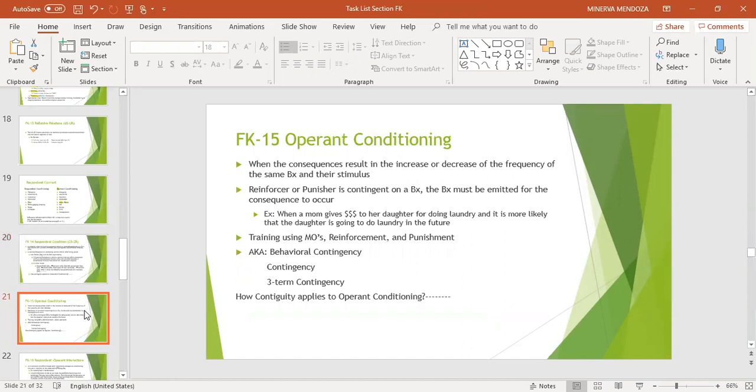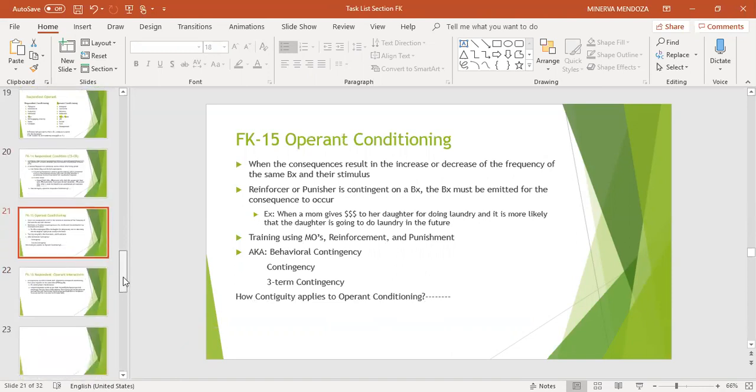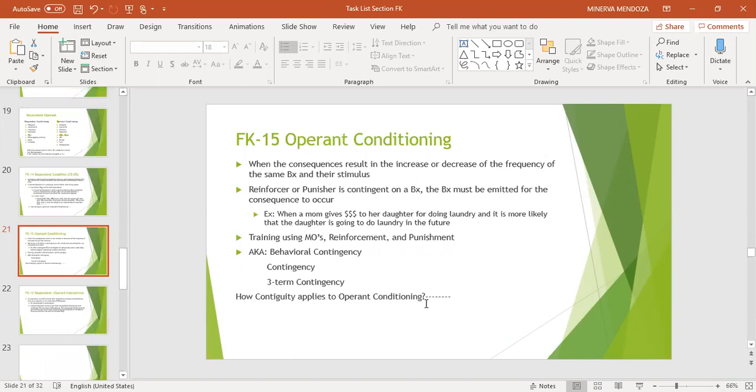And that's for when we do training, we use MOs, reinforcement and punishment for the training. And some of the AKA for operant conditioning is behavioral contingency, and three-term contingency. And again, I have the how contiguity applies to operant conditioning. Again, I have to look for this information because I couldn't find what they meant by this.